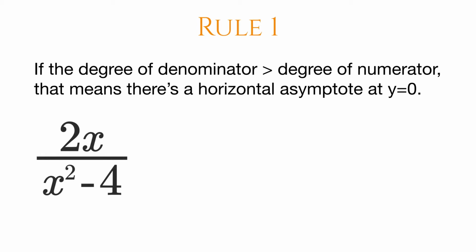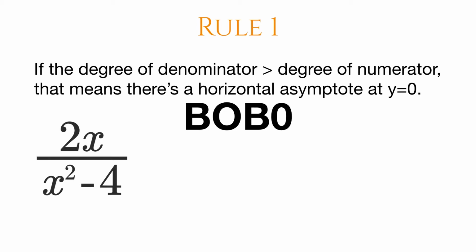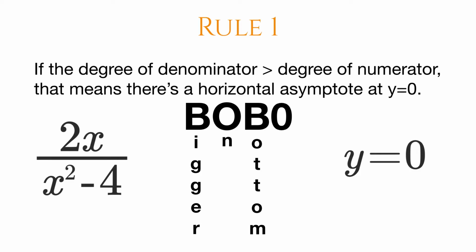And we have a rule for that, and it's called BOBO. BOBO means bigger on bottom, 0. And that is for when y equals 0.